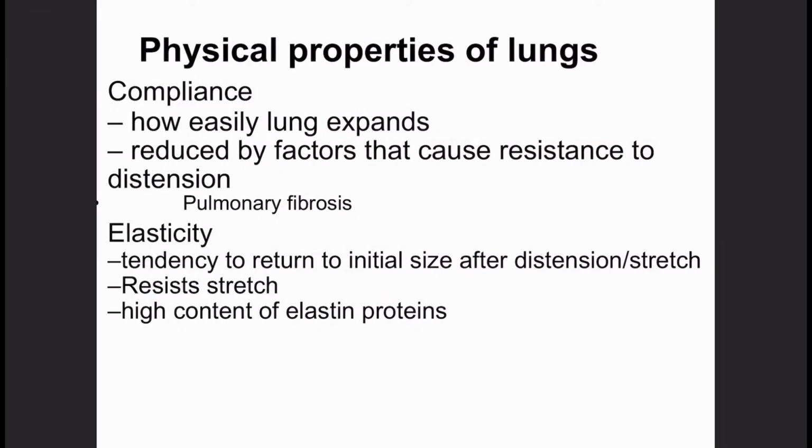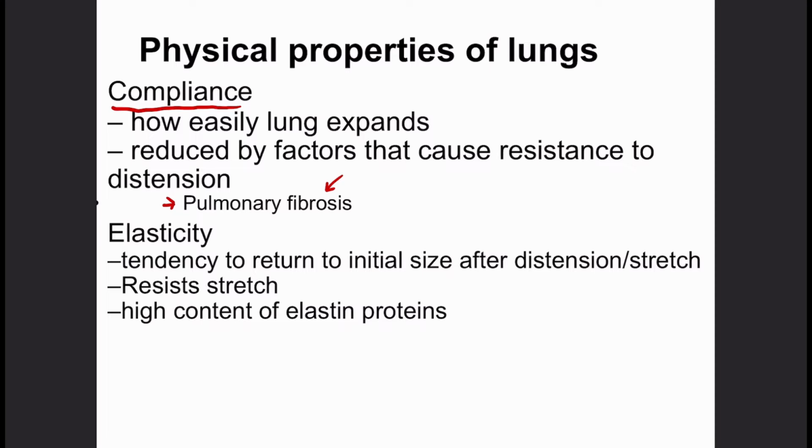A couple properties are going to impact ventilation. First off, we have compliance, or how easily a lung expands. A healthy lung should have relatively high compliance. But if you have disease, that can reduce compliance by causing resistance to allow our lungs to expand as they should. An example of this would be pulmonary fibrosis, where you get fibrous tissue on the tops of our lungs.